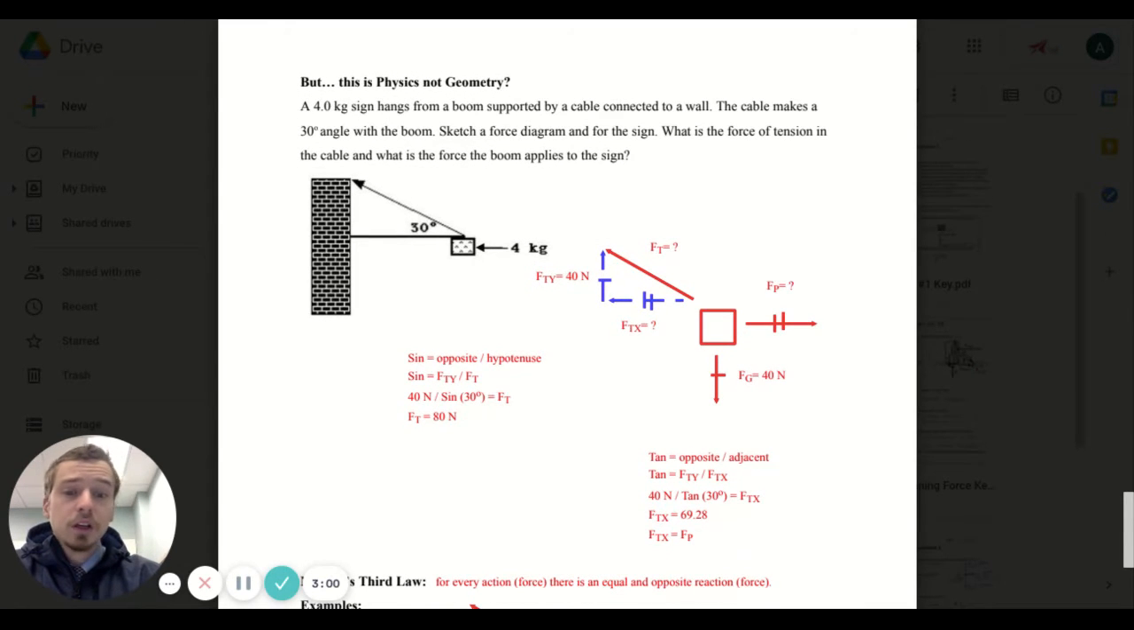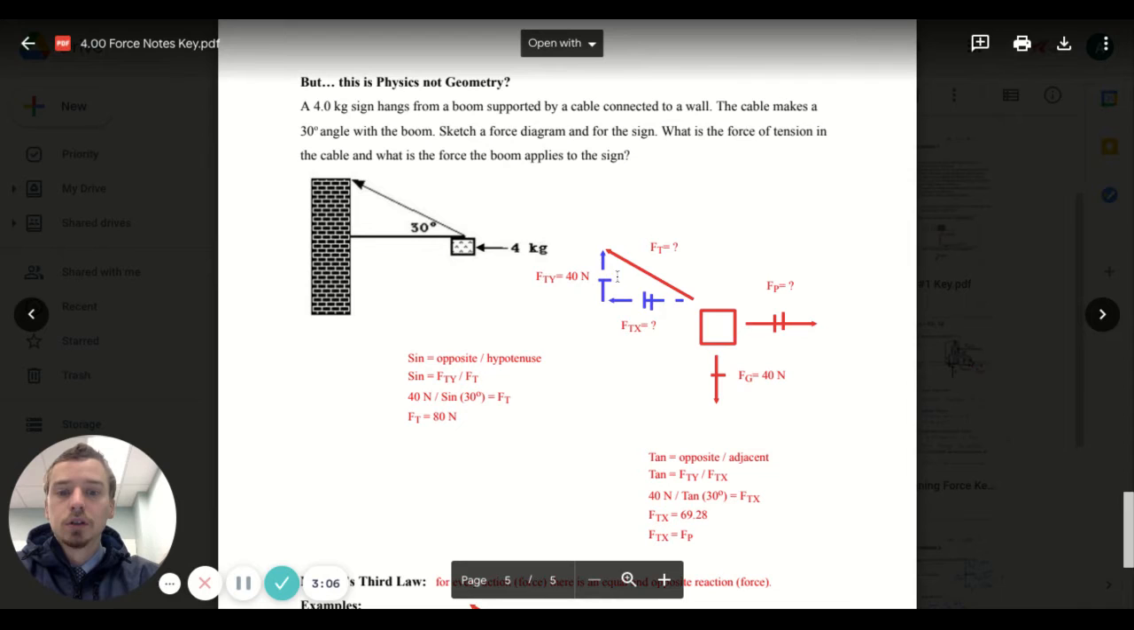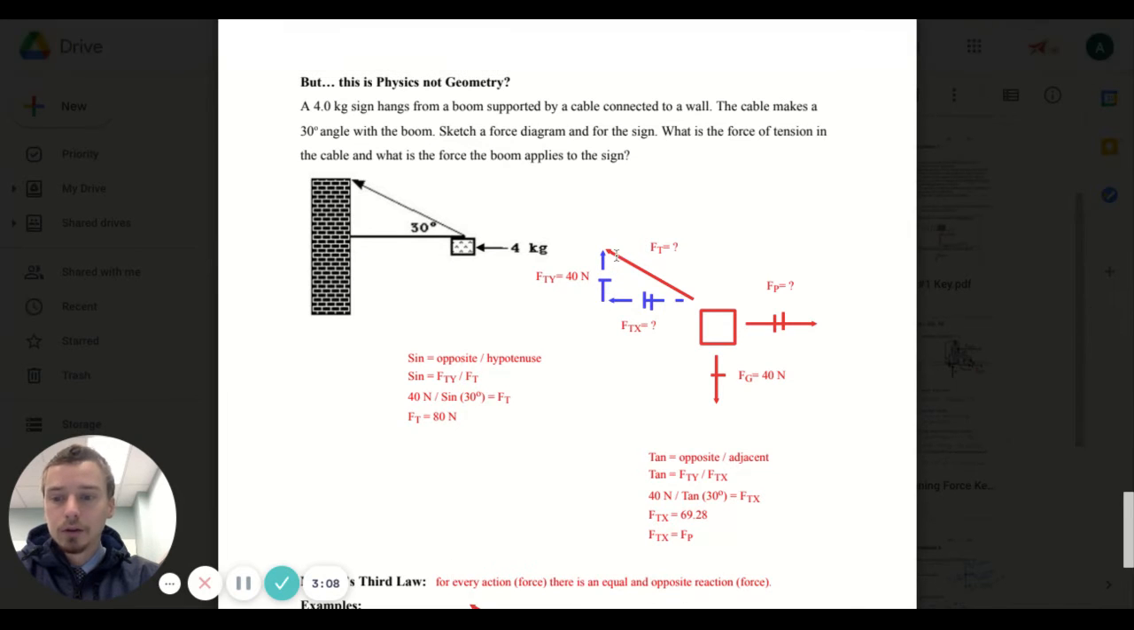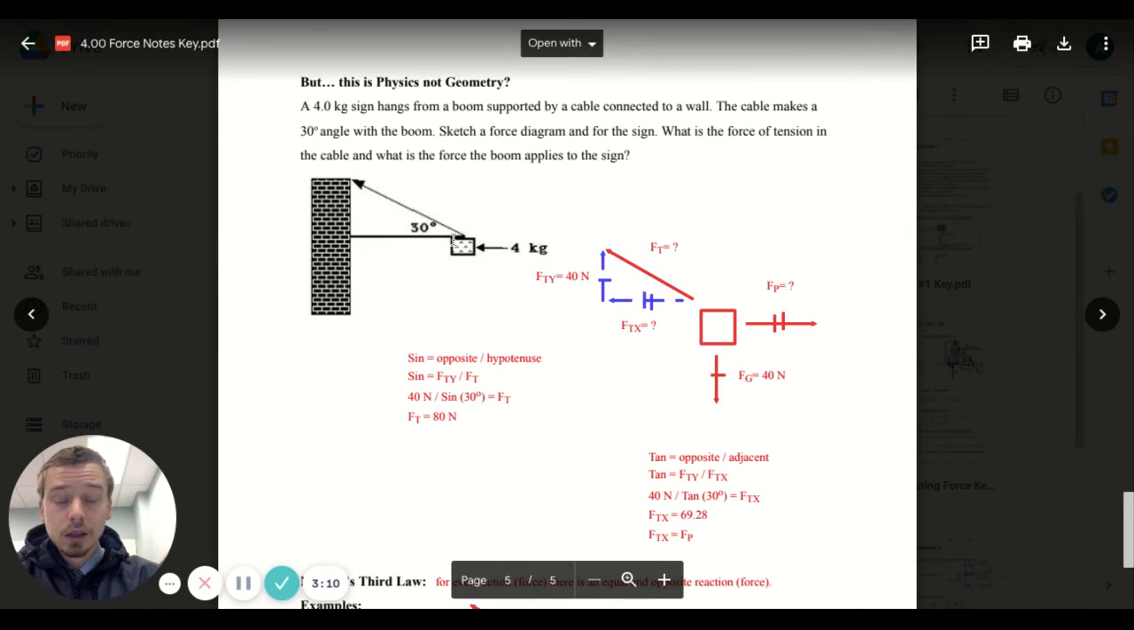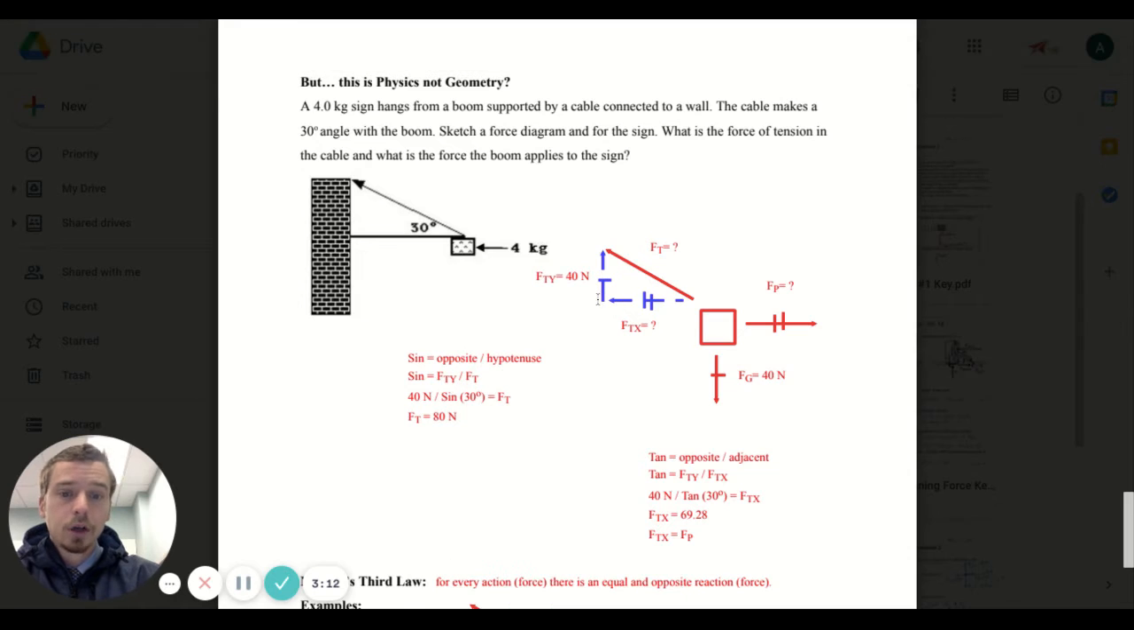One thing that we do immediately know as we draw this force diagram is that our force of gravity is going to be equal to the force tension in the y direction, right? Because the sign is staying still. So however much our force tension is pulling up is countered by gravity. So I know those two are equal.